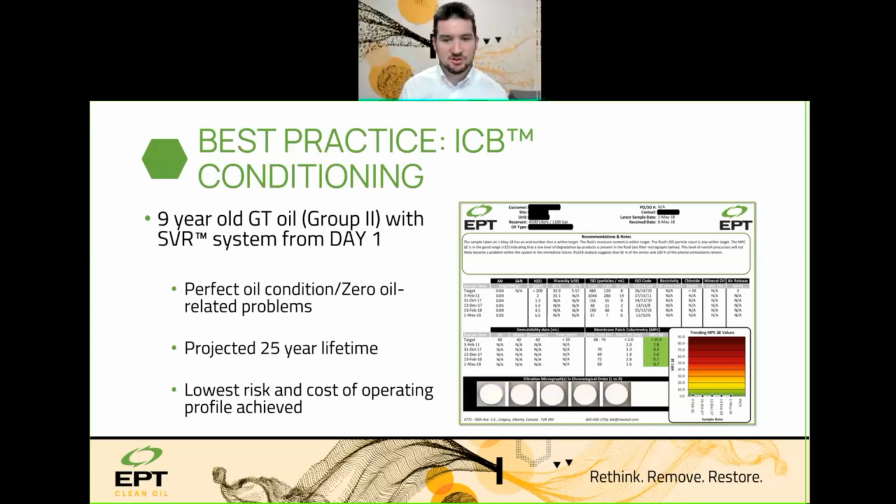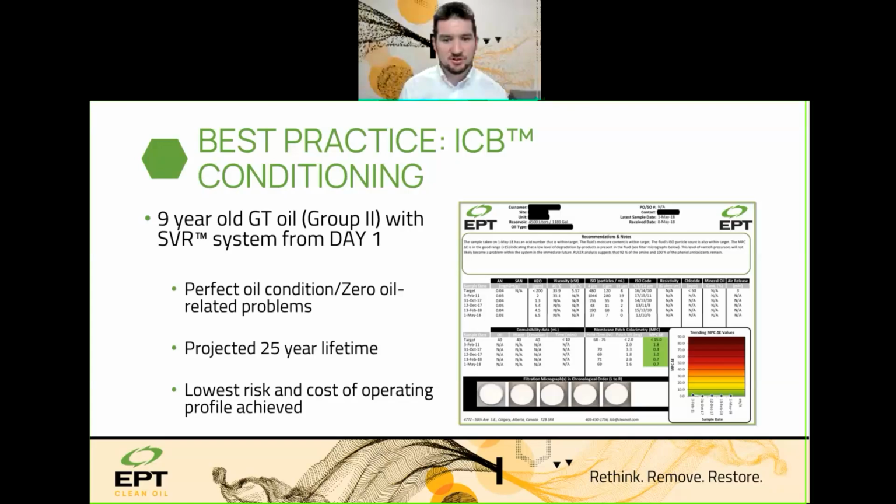It's actually now a 10-year-old gas turbine. You can see the first data point is 2011. I guess this slide is marginally outdated. So 10-year-old gas turbine oil now. It's a baseload turbine, and this oil has been in service from day one. And at that time, the end user installed an SBR filtration skid, a conditioning skid as well. So you can see what happens when you take this approach.